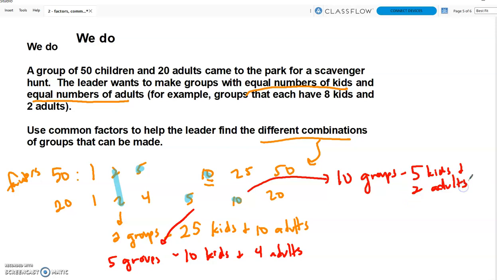The common factors help me find the numbers of groups I can make with the adults and the kids. Last thing to maybe pay attention to, the greatest common factor is 10. Greatest common factor is 10, and that means 10 is the most groups I can make. If that was my goal, to say what's the most possible groups, I want to use the greatest common factor. So that is how factors, common factors, and greatest common factors work and how they help you solve problems.